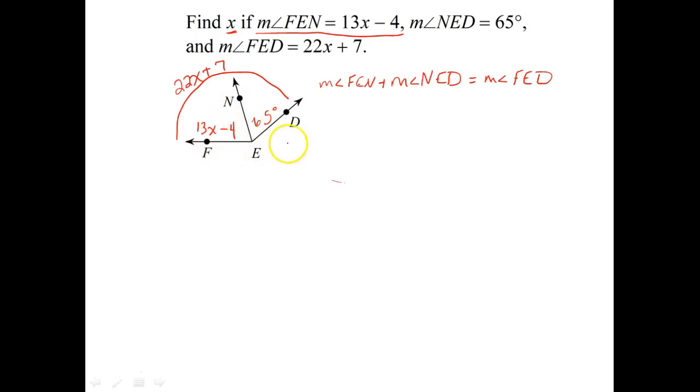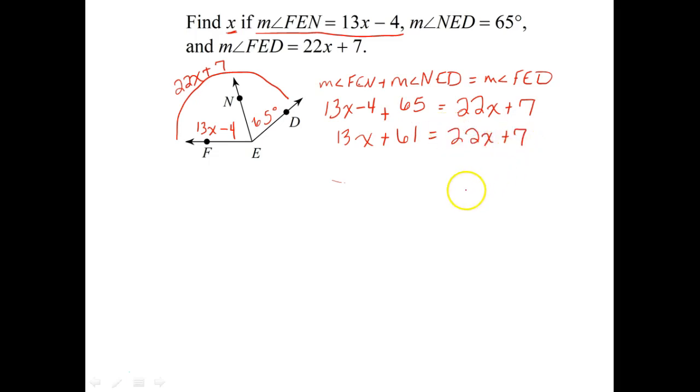Okay, so let's plug in. FEN is 13x minus 4, plus NED is 65, equals FED, the whole thing, the entire angle, 22x plus 7. So now it's your algebra, guys. Let's combine like terms. 13x plus 61 equals 22x plus 7.